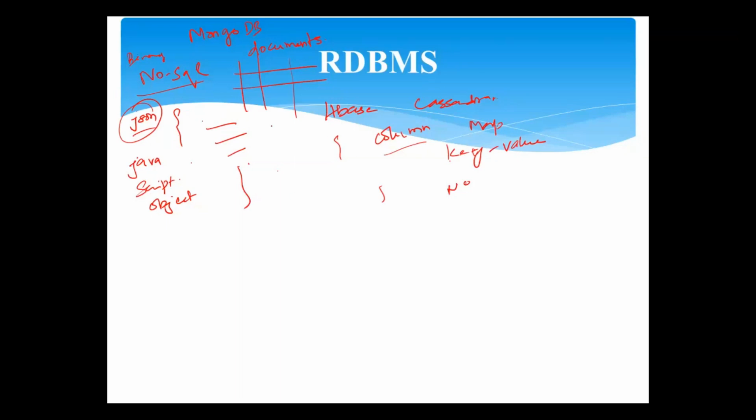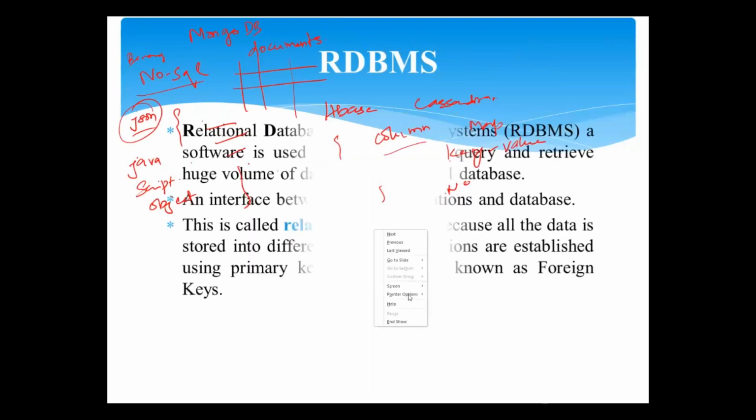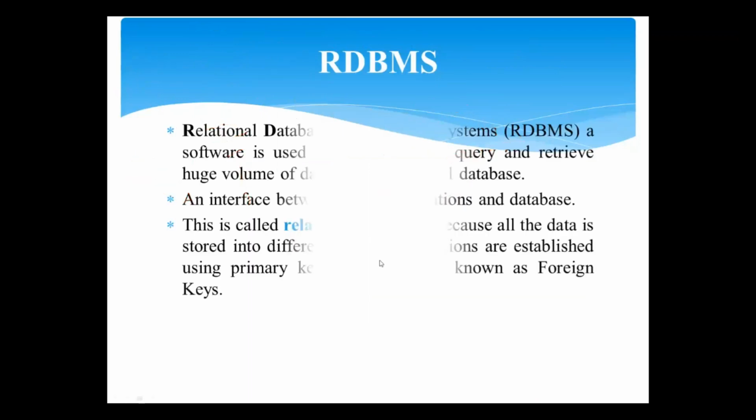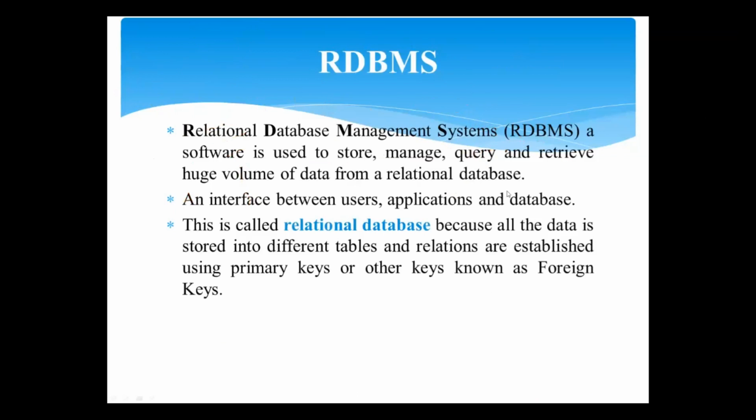We were seeing the RDBMS, which we have seen. This is a definition of RDBMS: a relational database management system is software which is used to store, manage, query, and retrieve a huge volume of data from the relational database. In a relational database, as I told, the tables can be related or can also be present independently, no problem. But you can relate both the tables.